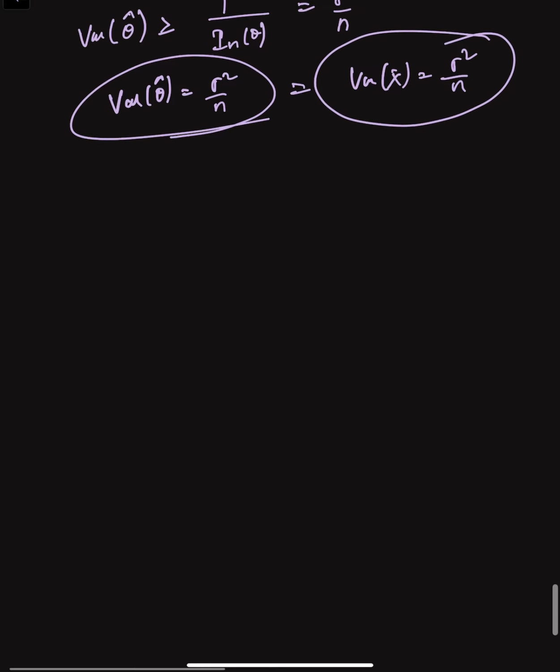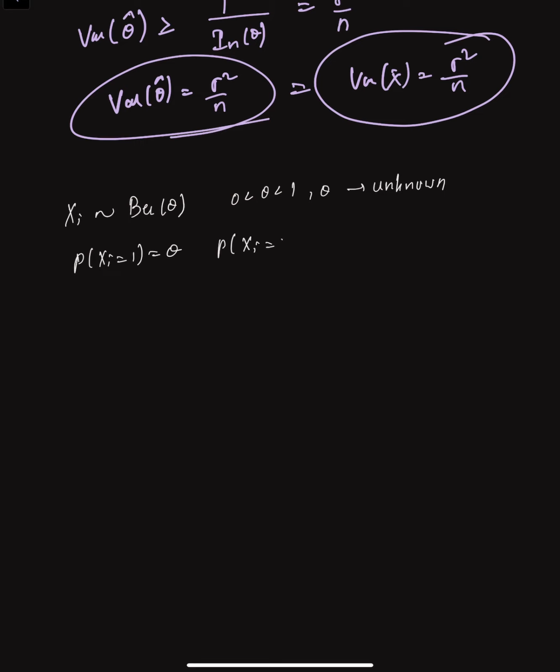Now in case of the Bernoulli model, we know that x_i follows Bernoulli(theta), 0 less than theta less than 1, and theta is unknown. So that means the probability of x_i equals 1 is theta, and the probability of x_i equals 0 is nothing but 1 minus theta. So the expectation of x_i is equal to theta.